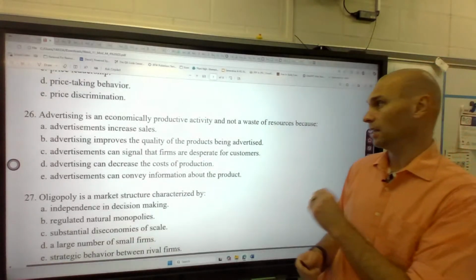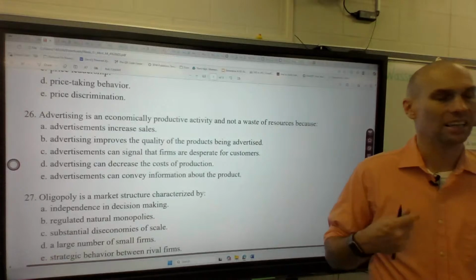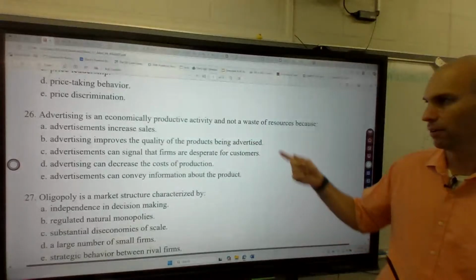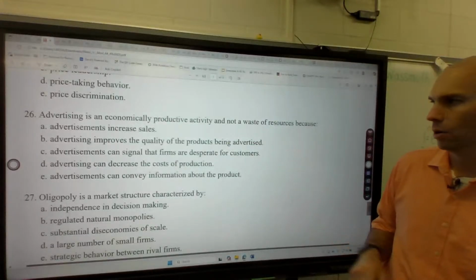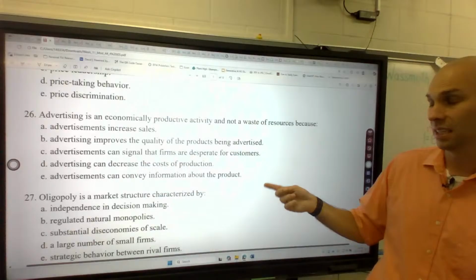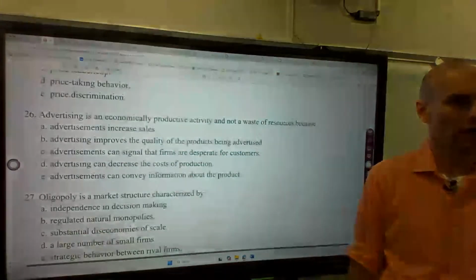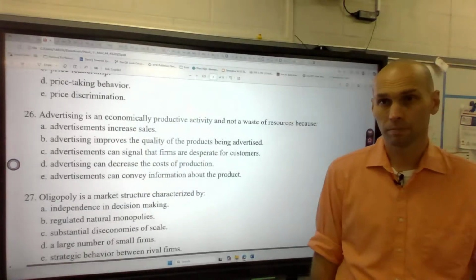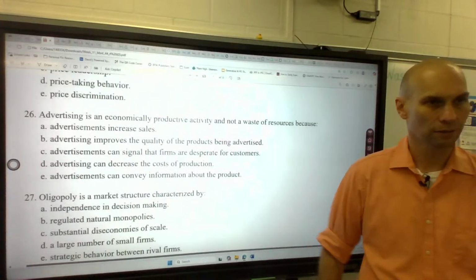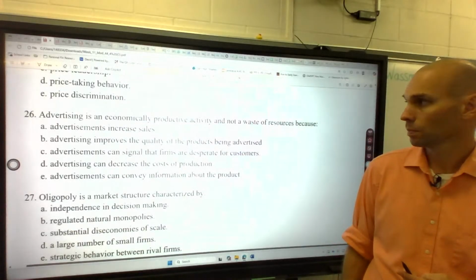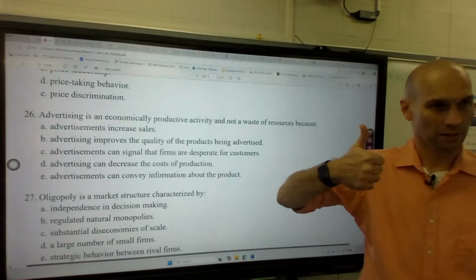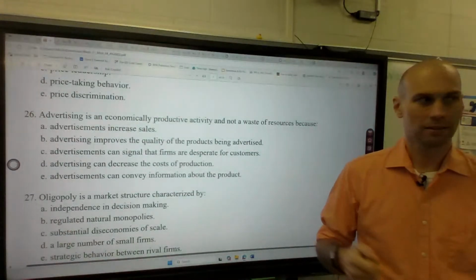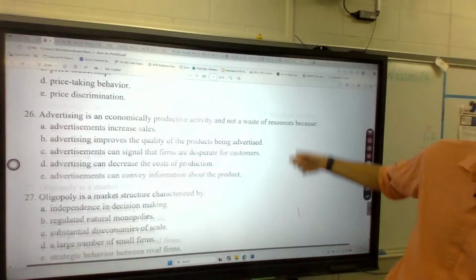You go over 26. Advertising is economically productive and not a waste because it can provide information about the good to consumers. Increase sales, that's not necessarily efficient or inefficient. Improves the quality, no. Can signal firms are desperate, no. Can convey information about the product. Buy this car, it does these things. That's useful information. Consumers can make a better decision. That's a good part of advertising. Can advertising be destructive? Yes. So is advertising good or bad? It's a more nuanced question than that.